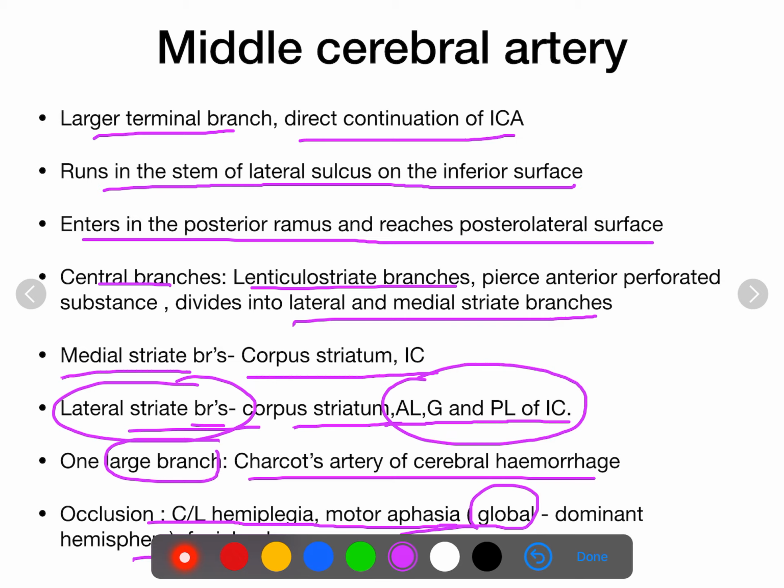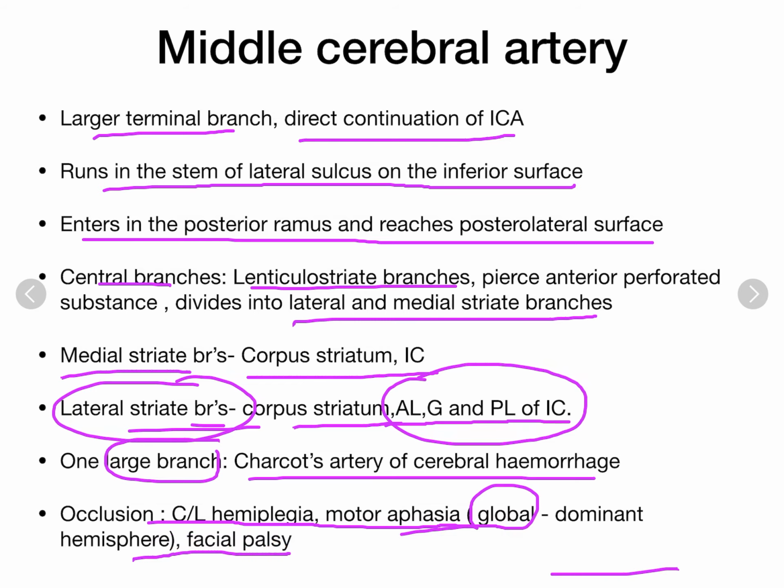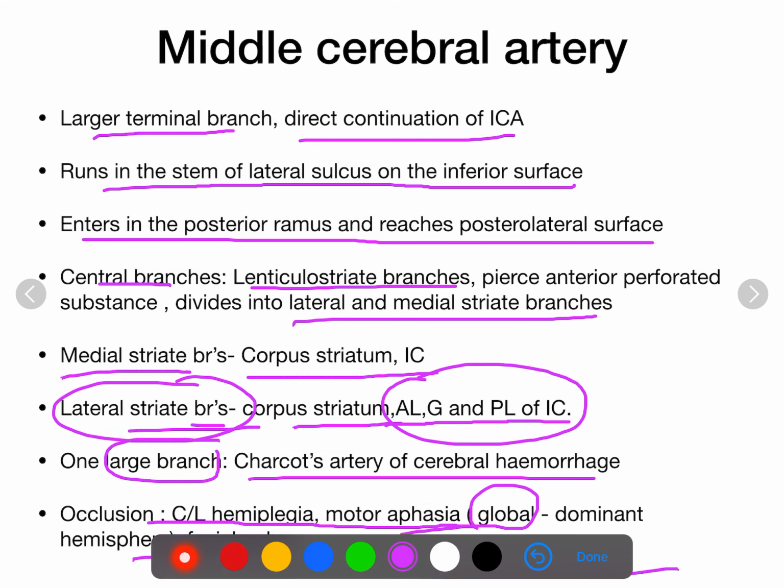Occlusion of this artery causes contralateral hemiplegia and motor aphasia. If it is the dominant hemisphere, then it can cause global aphasia because it extends to the supramarginal and angular gyrus, and the posterior part of the temporal lobe. So it involves Wernicke's area and also causes facial palsy. So this is about the middle cerebral artery.